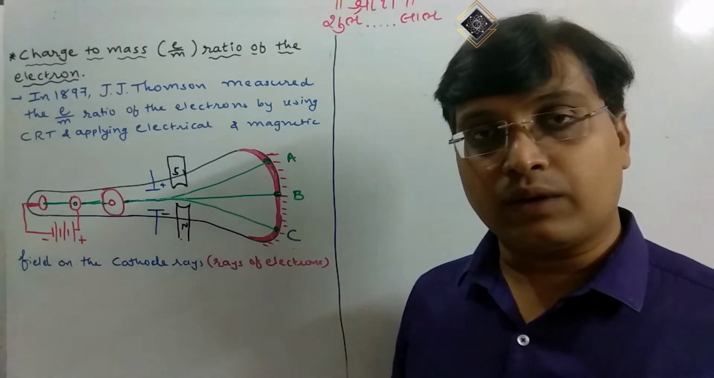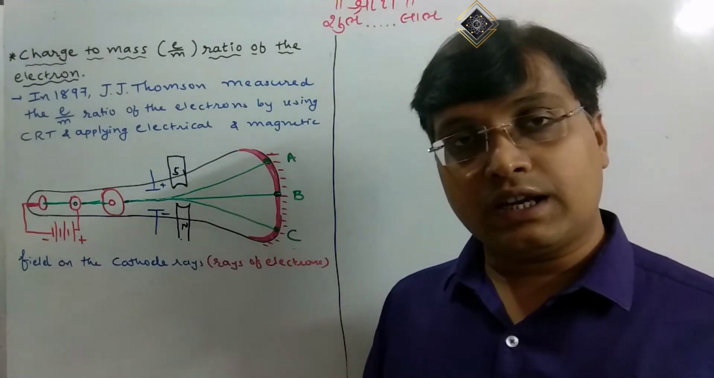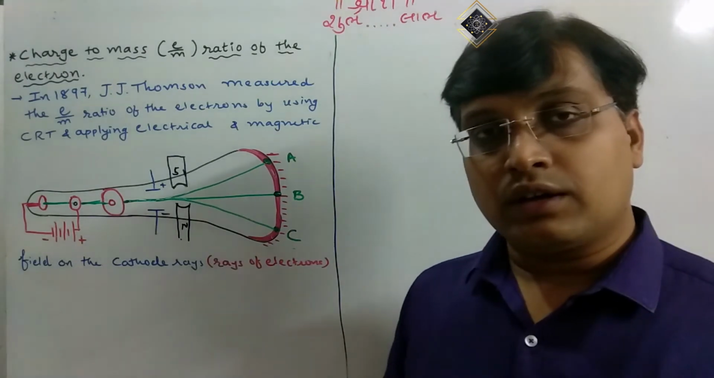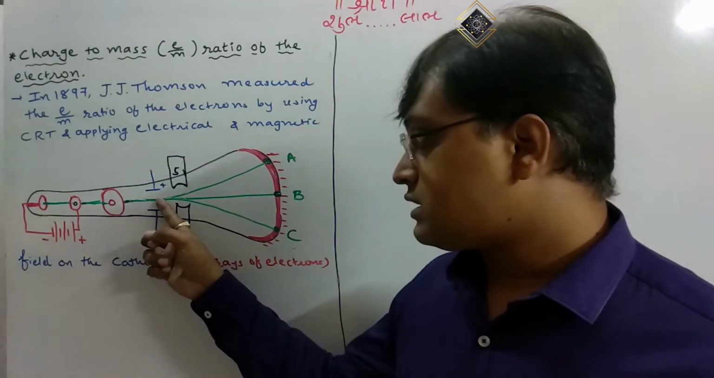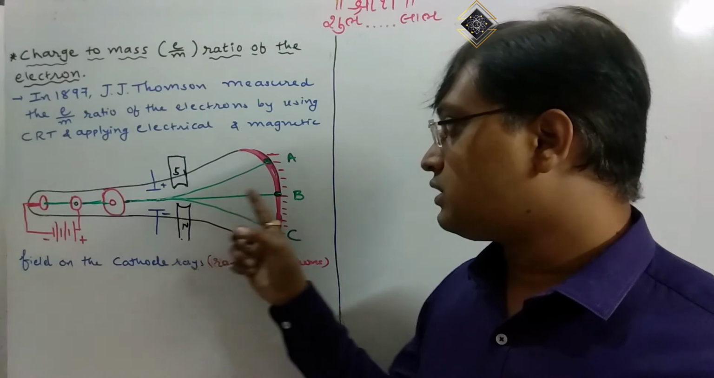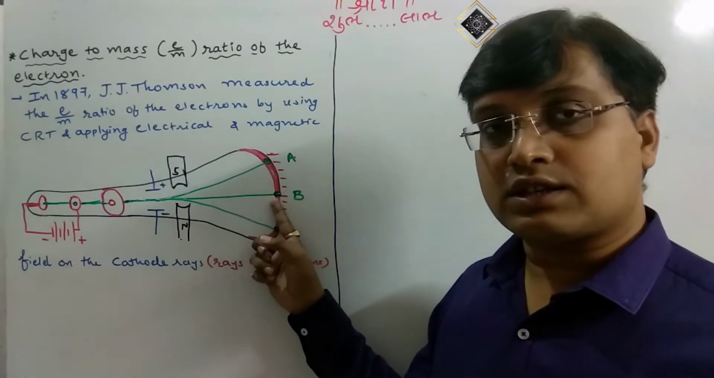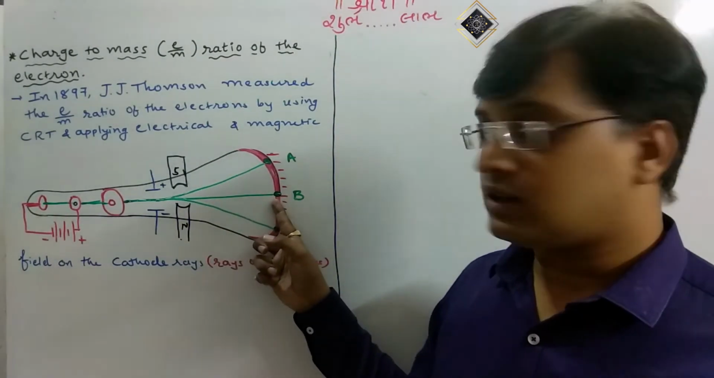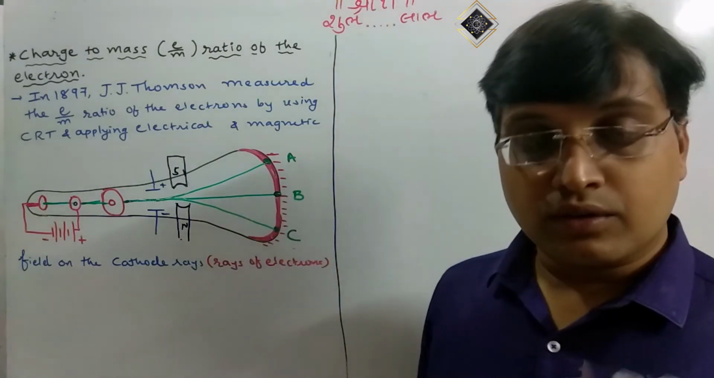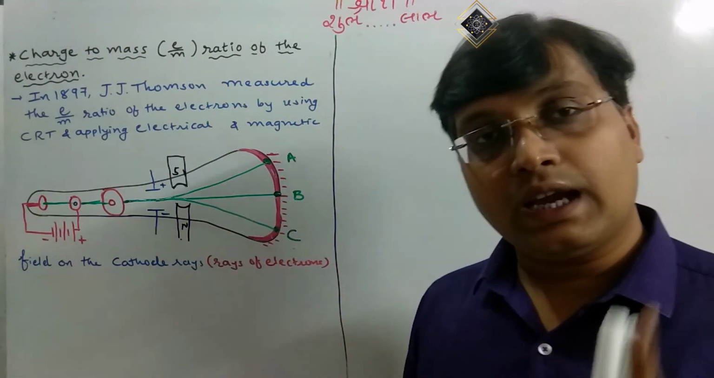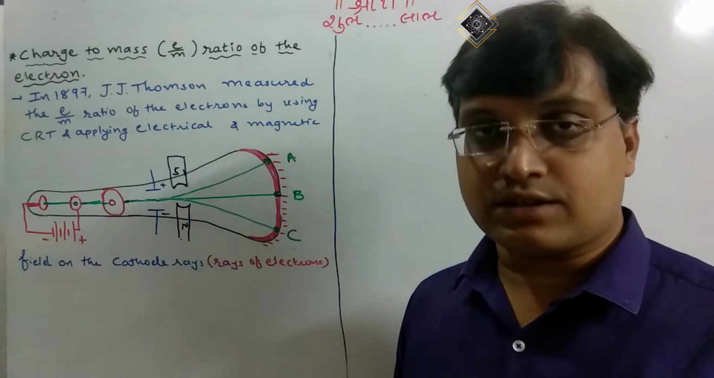Then what he found, when he balanced the electrical field and magnetic field, these rays do not show the deflection and strike at the center of this fluorescent screen, that is at the B, when electric field and magnetic fields are balanced.